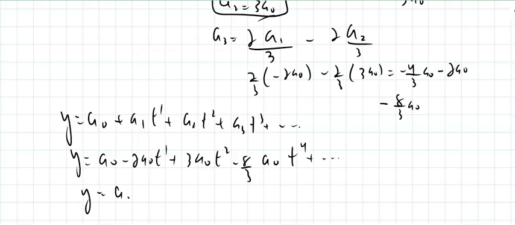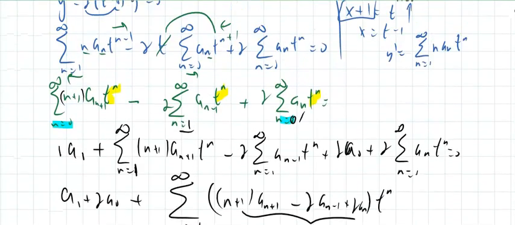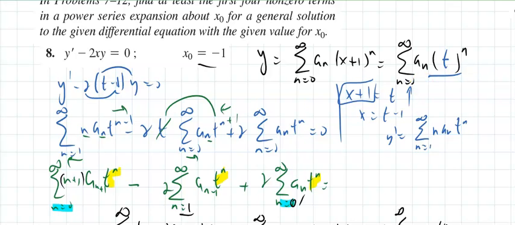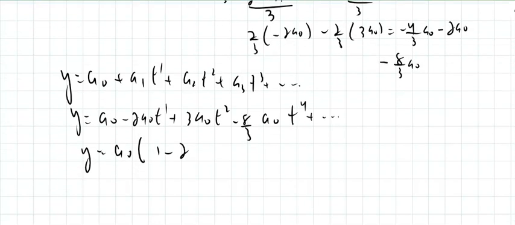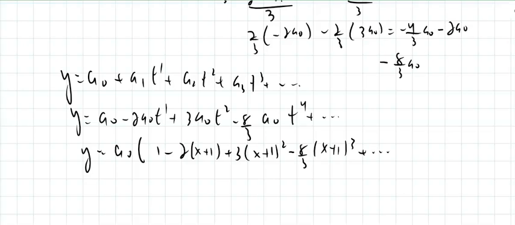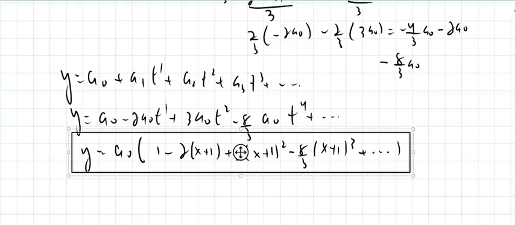So y would be a sub 0 times 1 minus twice, and I'm going to replace t by what it equals. We would do the replacement of t with, oh boy, x plus 1. And that will make the series centered at x equals negative 1: plus 3 times x plus 1 squared minus 8/3 times x plus 1 cubed, and the list goes on. And that will be the solution to this first order differential equation.